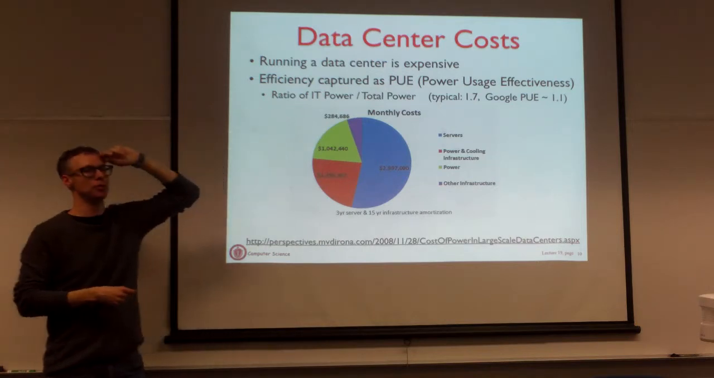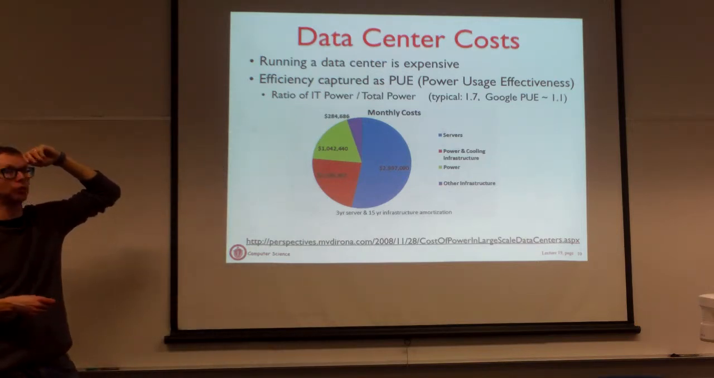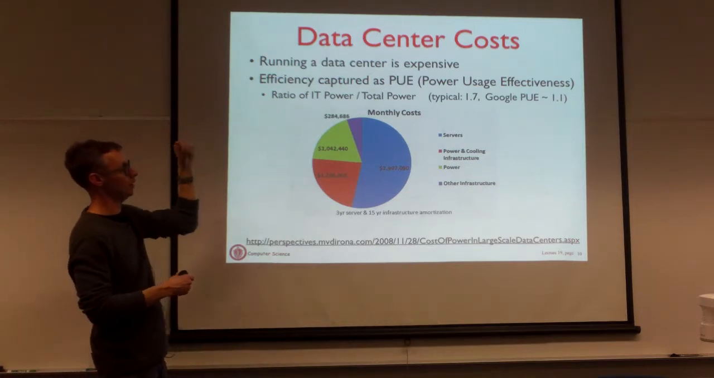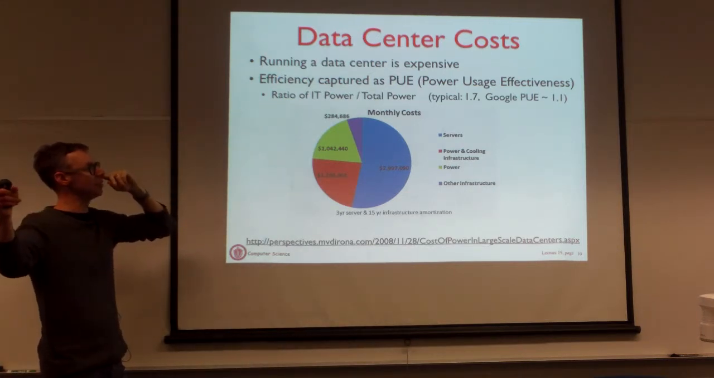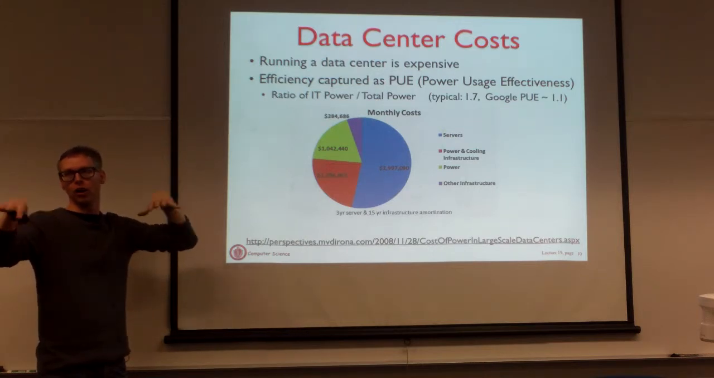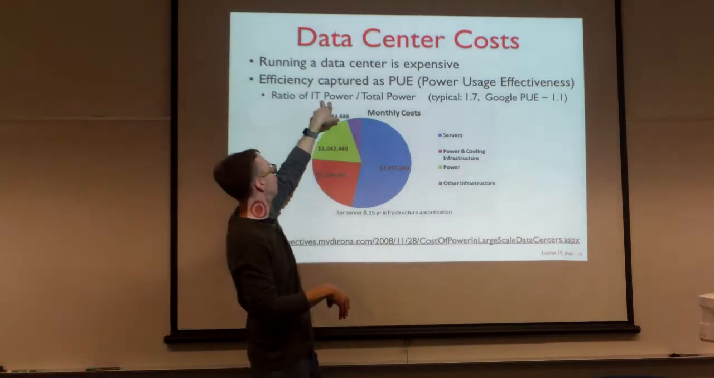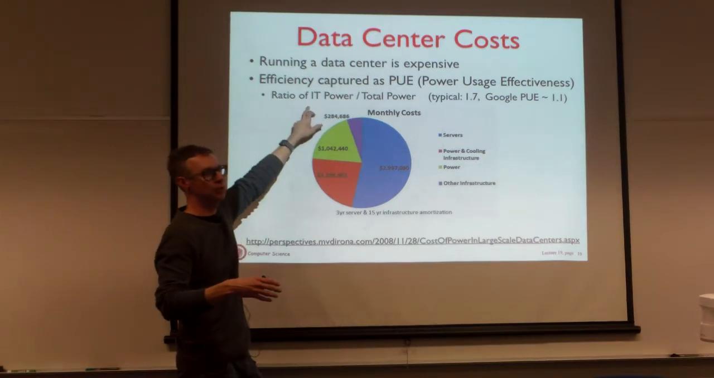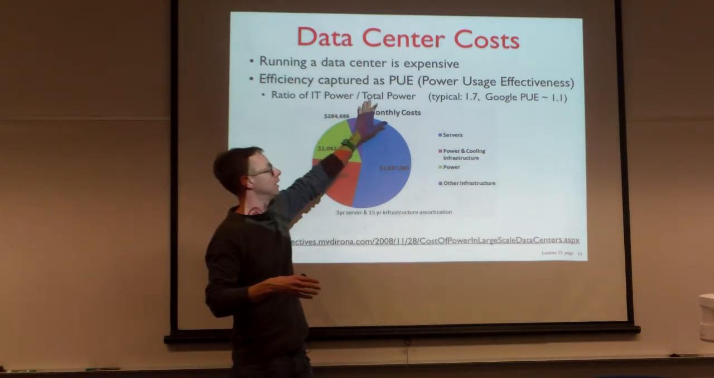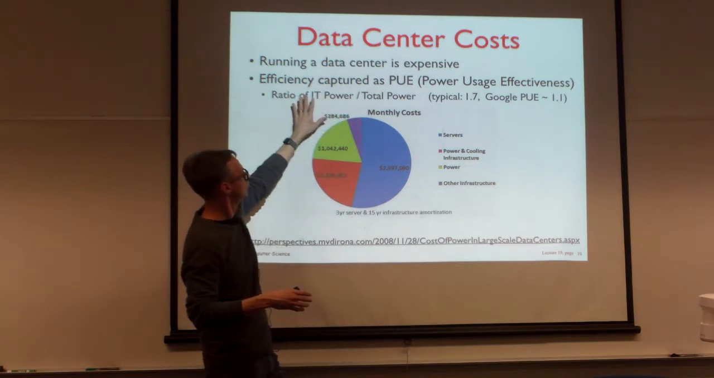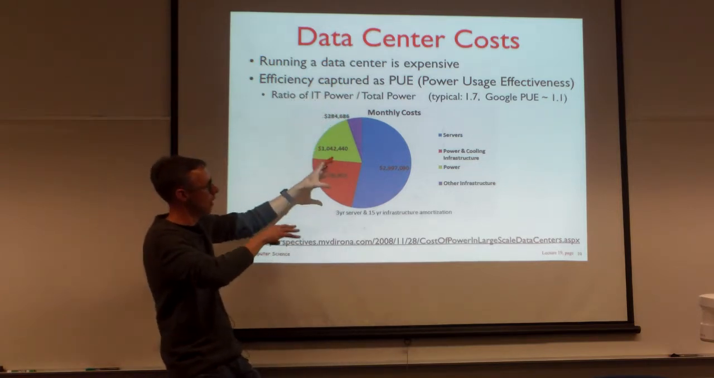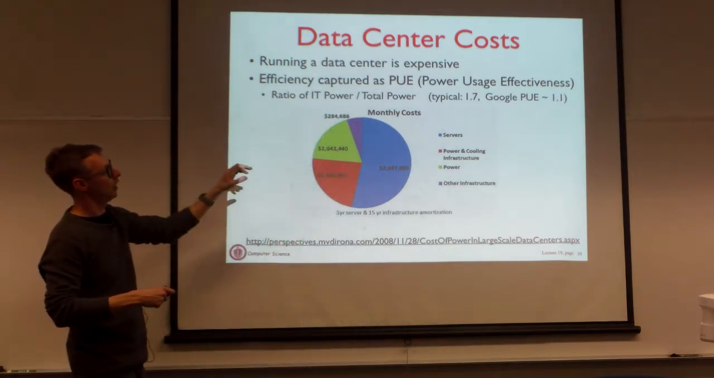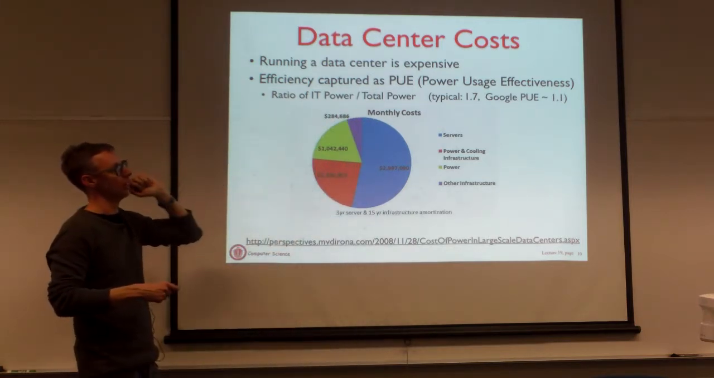Efficiency is generally captured with this metric called PUE, power usage effectiveness. This is the ratio of total power divided by IT power. Like I was saying, the typical is almost 2 times, so that's a 1.7 ratio: the server power plus the other power divided by the server power, right? Google's more like 1.1.